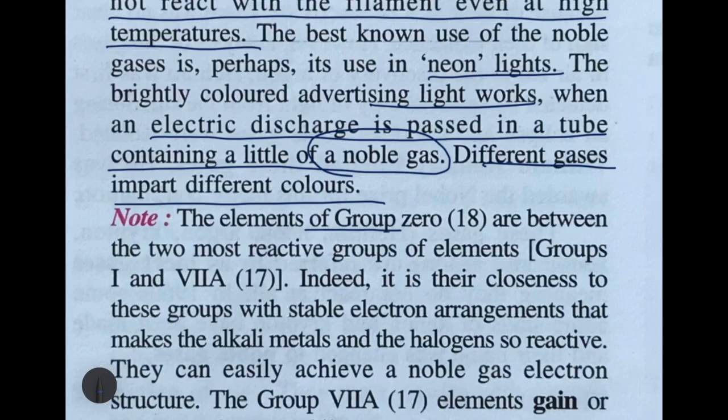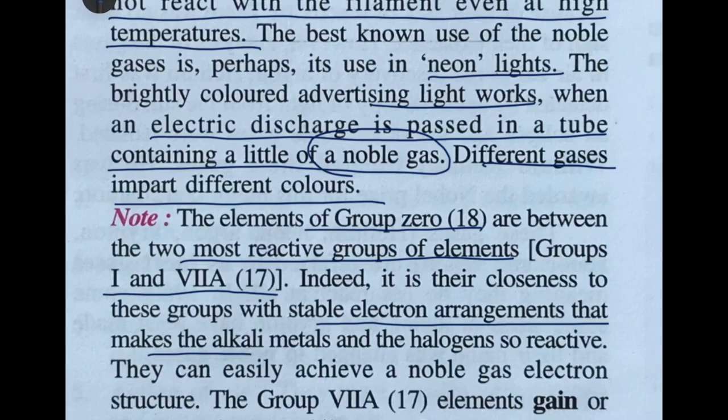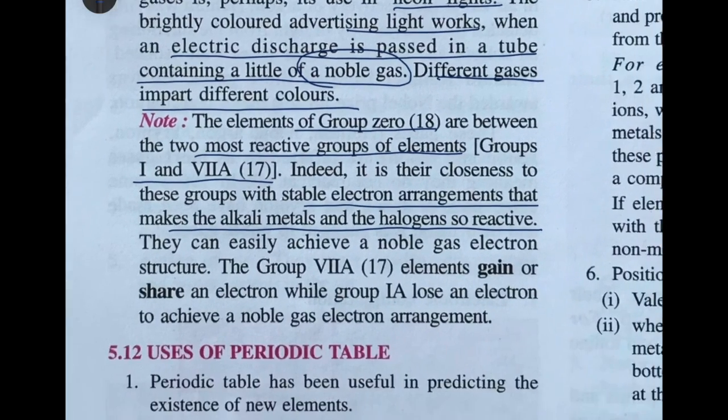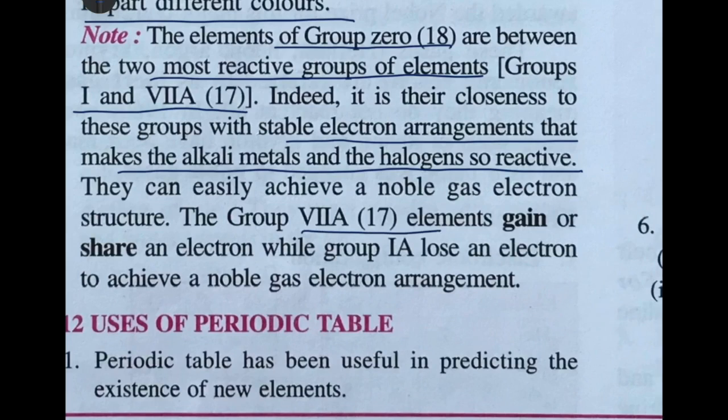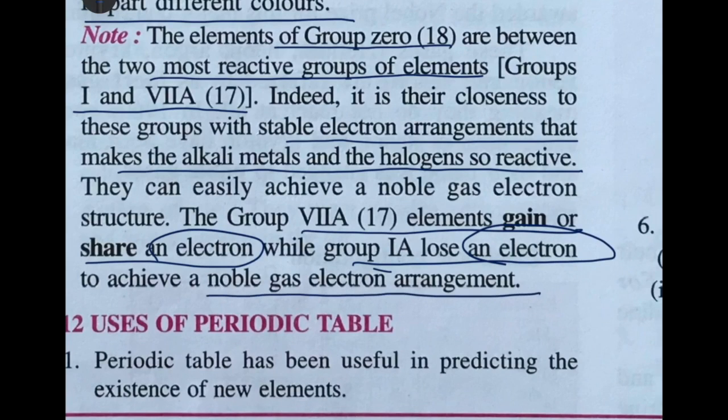Now, the elements of group 18 are between the two most reactive groups of elements, that is group 1 and group 7A or group 17. So it is their closeness to these groups with stable electron arrangements that makes the alkali metals and the halogens so reactive. They can easily achieve a noble gas electron structure because they can easily give away one electron or easily receive one electron. So the group 17 or 7A elements gain or share an electron, just one, while group 1A loses only one electron to achieve a noble gas electron arrangement.